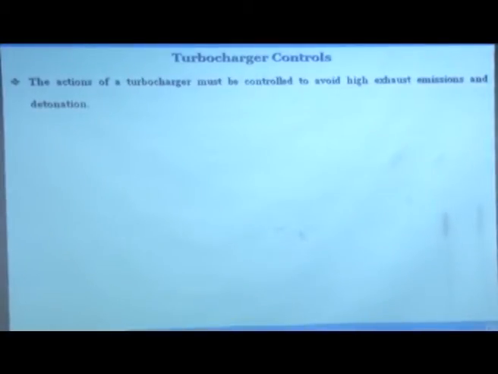Okay. Turbocharger controls: it is very important that you control the turbocharging. The actions of the turbocharger must be controlled in order to avoid high exhaust emissions and knocking. Now, if you remember the first level course of IC engines on spark ignition combustion, when does knocking take place in a gasoline engine?